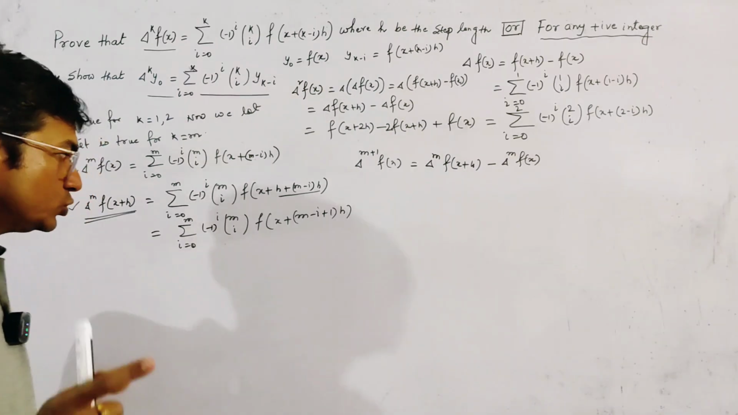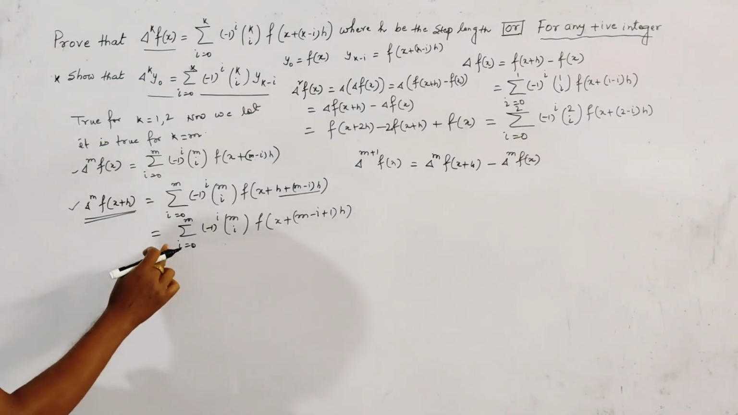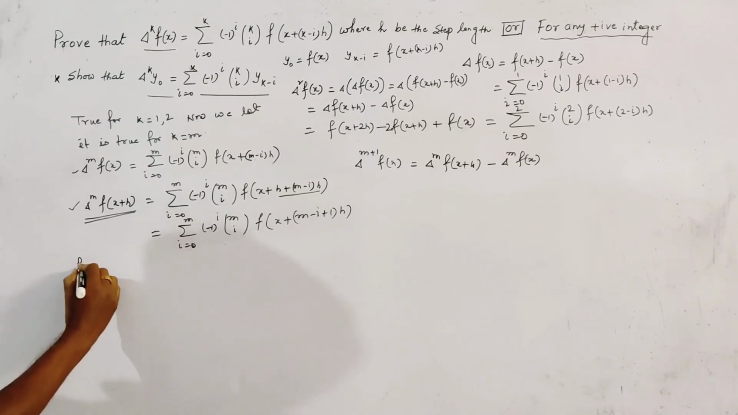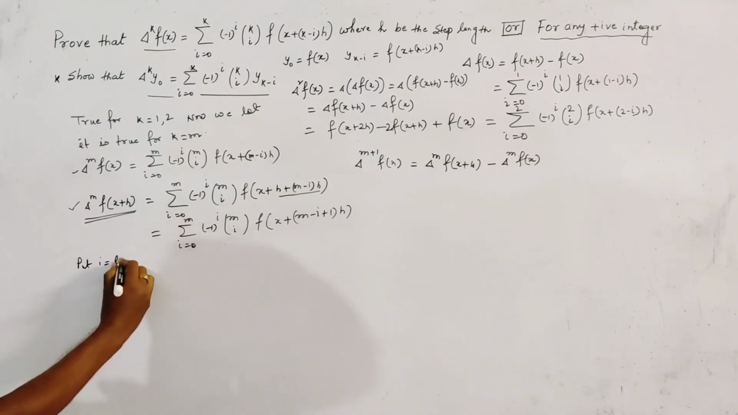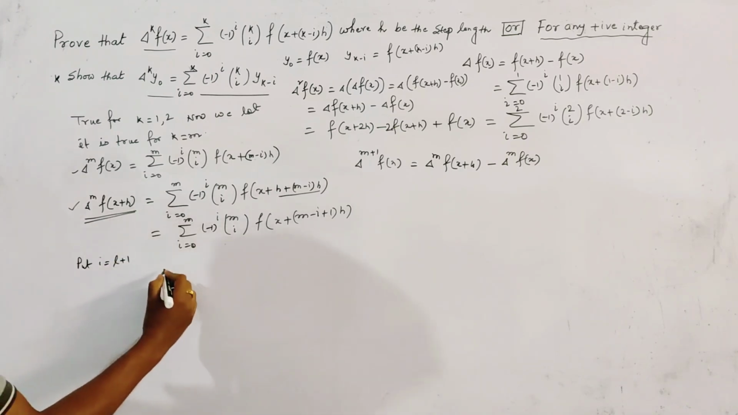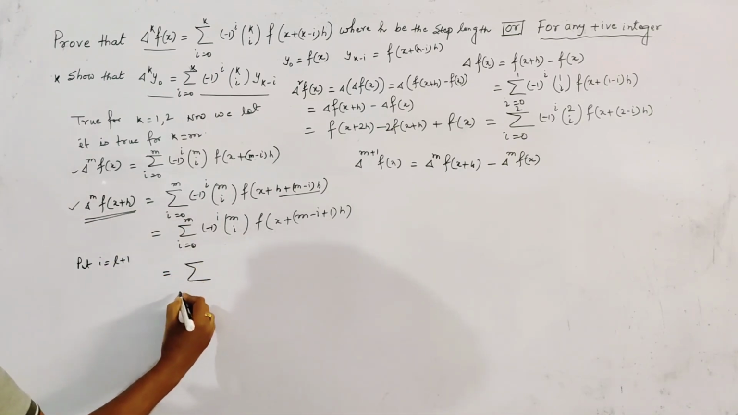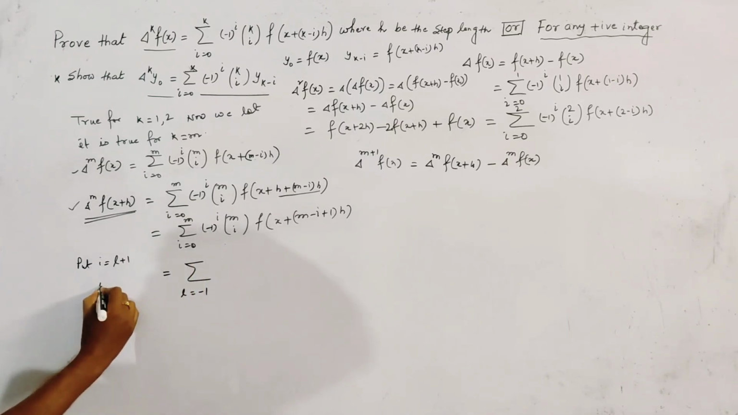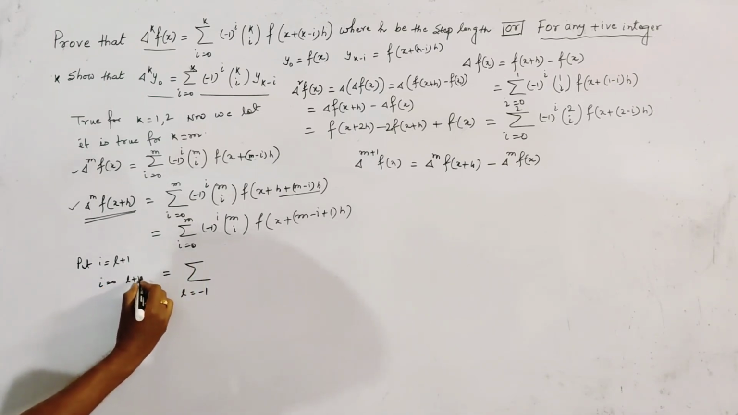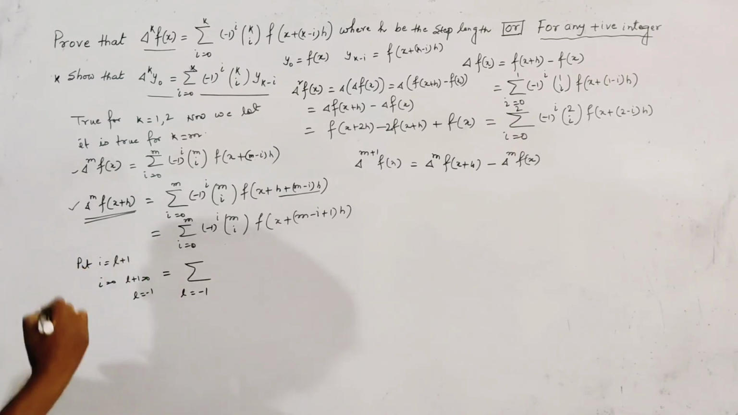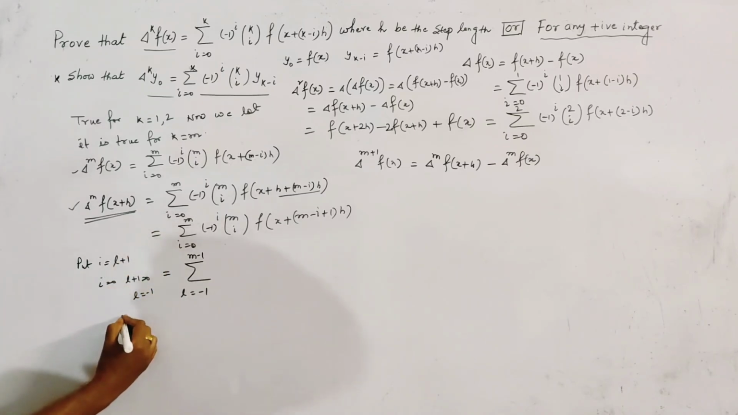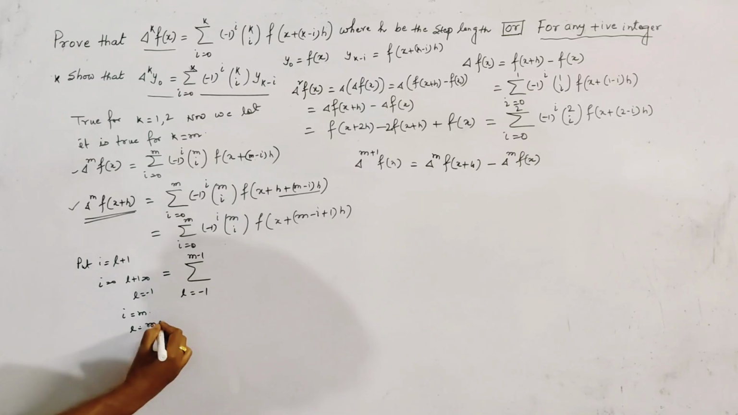Okay, now to change the variable of the summation, that is to change i, we put i equal to l plus 1. Then this summation becomes summation l equal to minus 1, because if i equals 0, then l plus 1 equals 0, that is l equals minus 1, to m minus 1. Why m minus 1? If i is equal to m, then l is obviously equal to m minus 1.